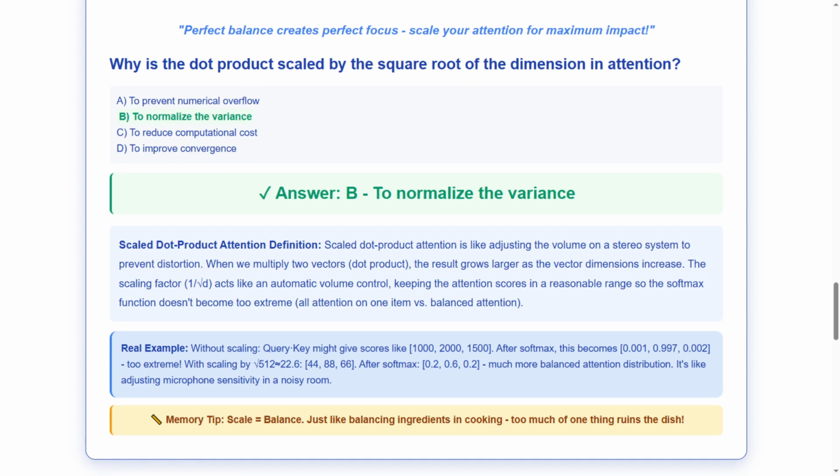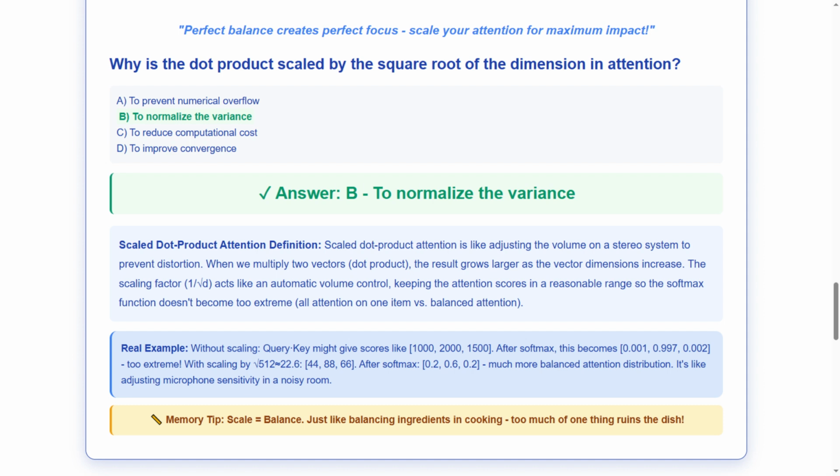Our next question examines the mathematical foundations of attention. Why is the dot product scaled by the square root of the dimension in attention? Your options are A. To prevent numerical overflow, B. To normalize the variance, C. To reduce computational cost, or D. To improve convergence. The answer is B. To normalize the variance. This is correct because as vector dimensions increase, the products naturally become larger, and scaling by the square root of the dimension keeps the variance controlled, preventing the softmax function from becoming too extreme.